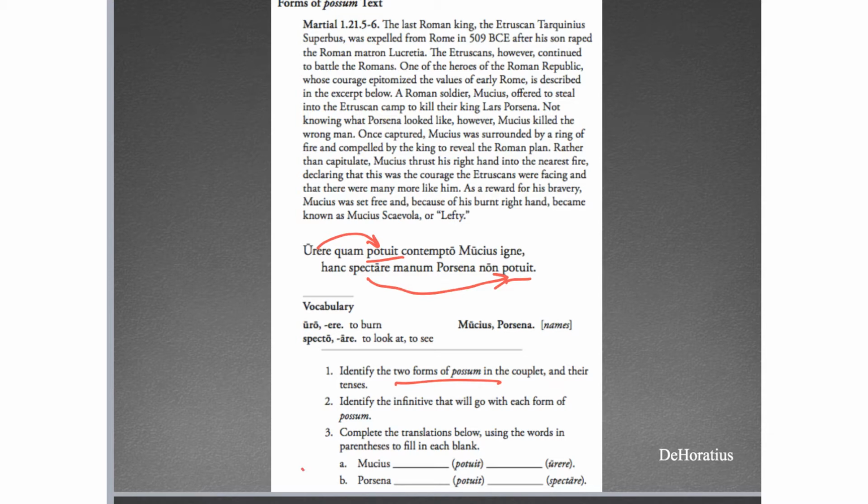So I'll do A, and you can do B. So Mucius was able to burn. All right, and then Porcena, potuit spectare.